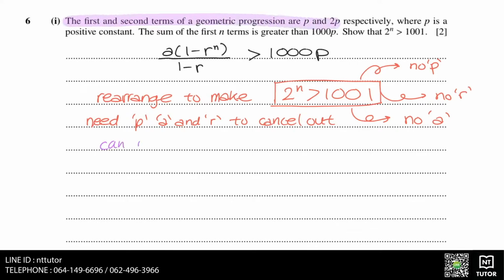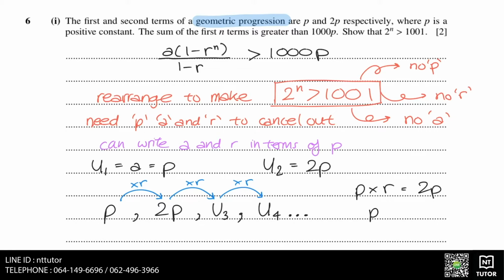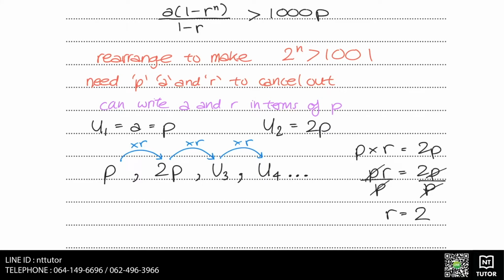From the other pieces of information, the first and the second terms of a geometric progression are p and 2p. The first term is equal to a, therefore a equals p, and since the second term is equal to 2p, we can write out the geometric progression. In a geometric progression, the rule is to multiply by r each time. This means that p multiplied by r should equal 2p, and therefore we can solve for r, and we get r equals 2. With r equals 2 and a equals p, we can substitute these values for r and a back into our original inequality.